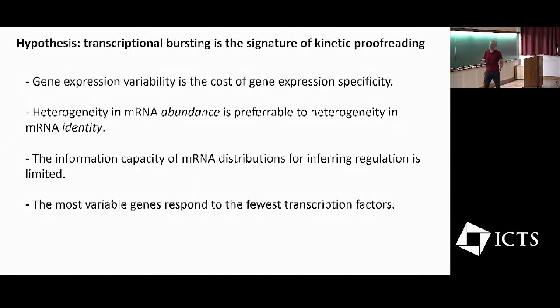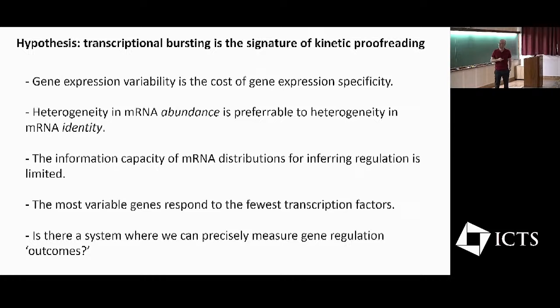And one prediction from this is that the most variable genes respond to the fewest transcription factors. So TFF1, the gene that I started with, the gene that Dimple works on also, which is one of the most variable genes in the cell, should respond to the fewest number of transcription factors. So the genes where there's the highest premium on specificity will be the most variable. And I'm going to skip that for now.